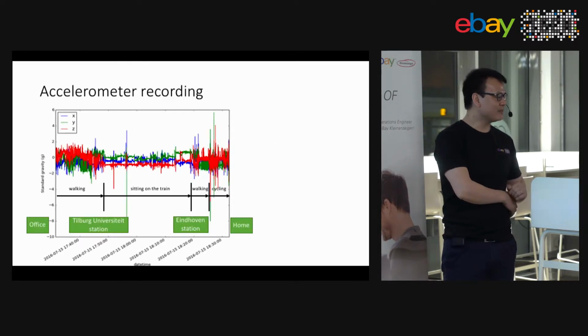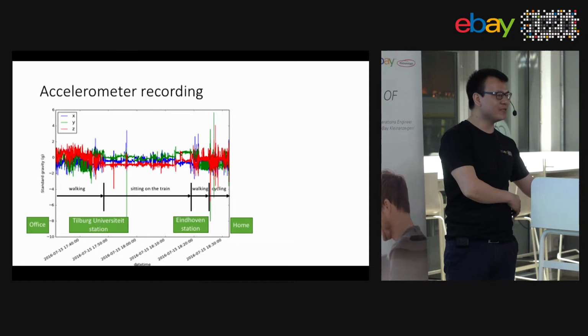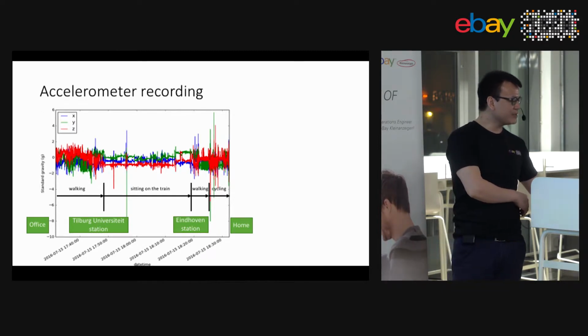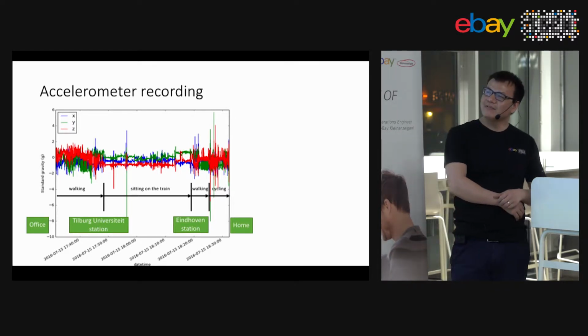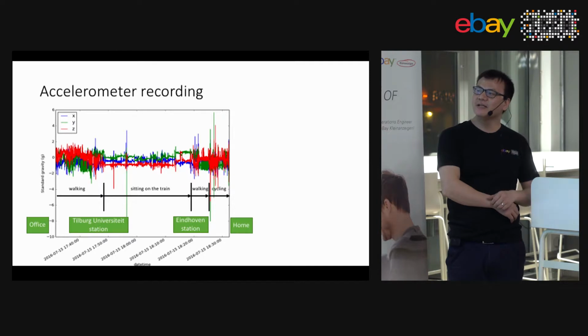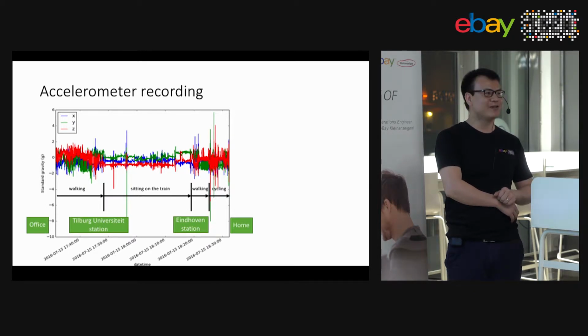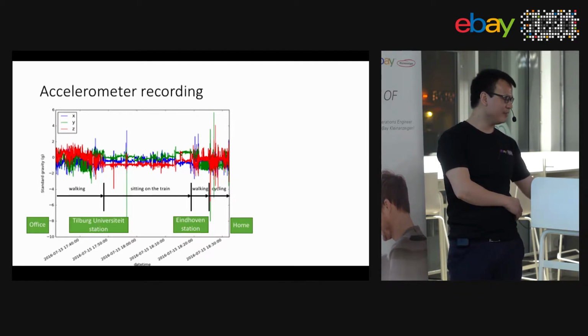This is one piece of visualization of the data. As you can see, I left my office and walked to the train station, sat at the train station, and walked to my bicycle, and then cycled to my living place.